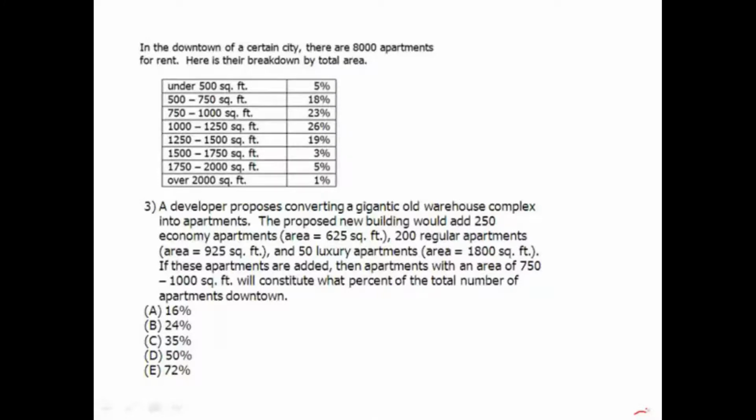So, right now, what we have is 23%. So let's approximate. That's close to 25%. And 25%, or a quarter, of 8,000 apartments is about 2,000 apartments right now. What we're adding to those is, of course, these apartments with the area 925 square feet. That's in that range. So we're adding 200 apartments to that range. So that means that we will have something along the lines of 2,200 apartments after these apartments are added.